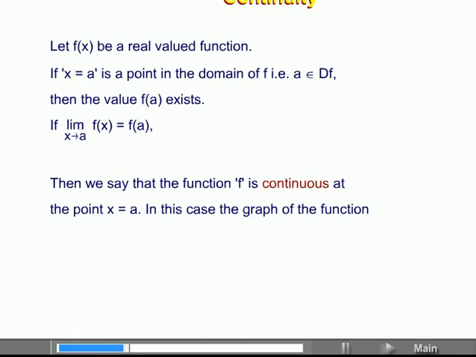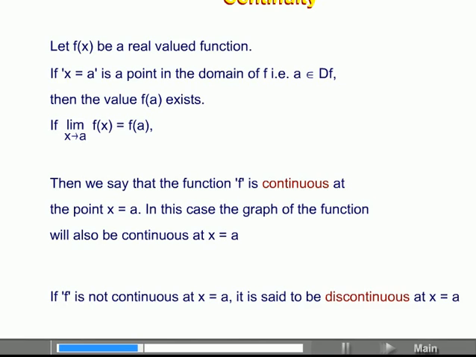In this case, the graph of the function will also be continuous at x equal to a. If f is not continuous at x equal to a, it is said to be discontinuous at x equal to a. In this case, the graph will show a break at x equal to a.